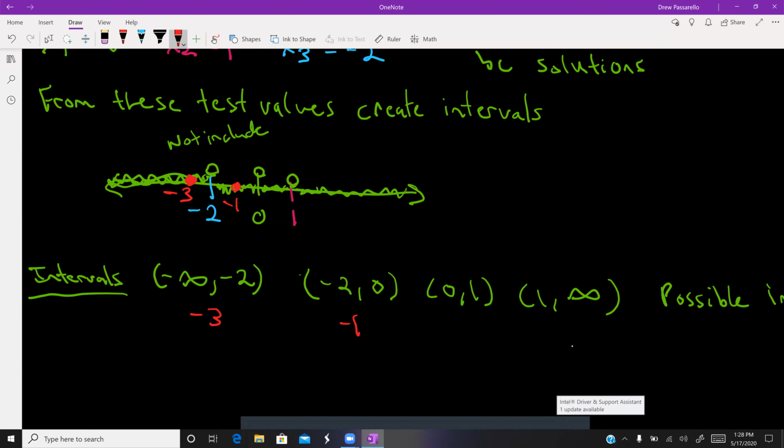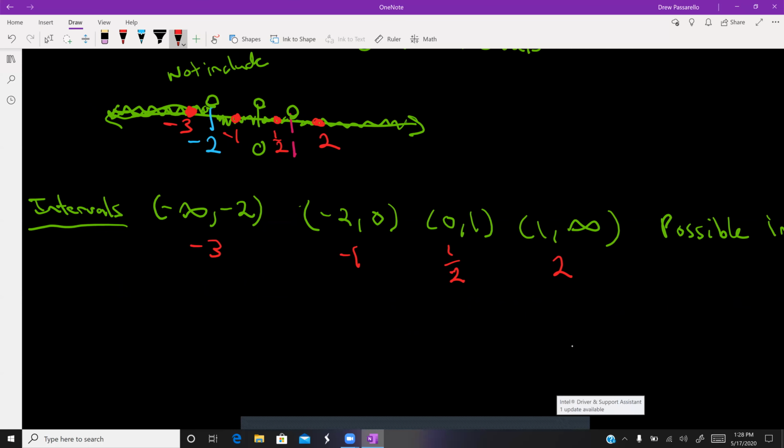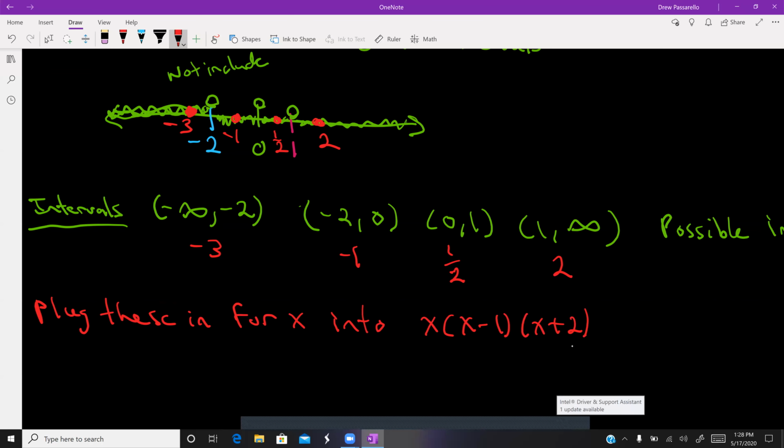Between 0 and 1, I can pick 1/2. And then from 1 to positive infinity doesn't matter. Again, you just pick some value that's in the interval, and I'm going to pick 2. All right, and I'm going to plug these in for x into the original problem, which was x times x minus 1, x plus 2 greater than 0, and see if it's valid.